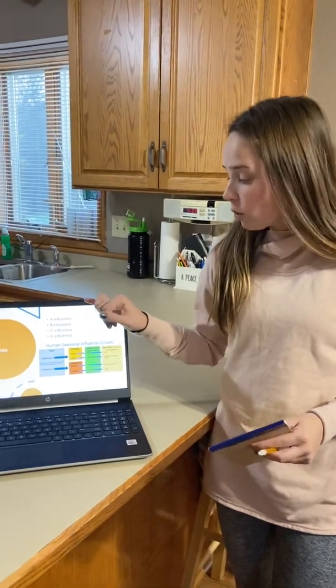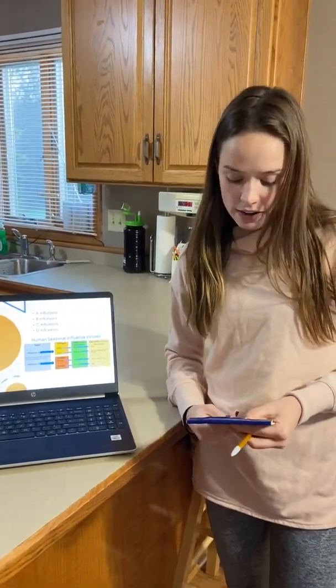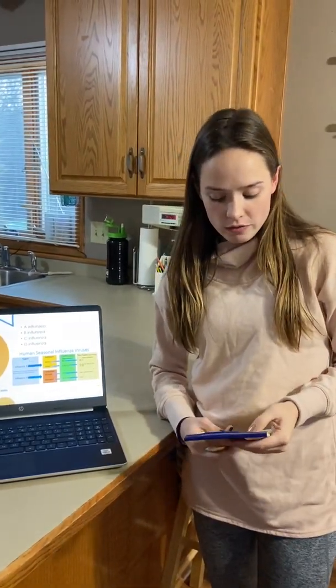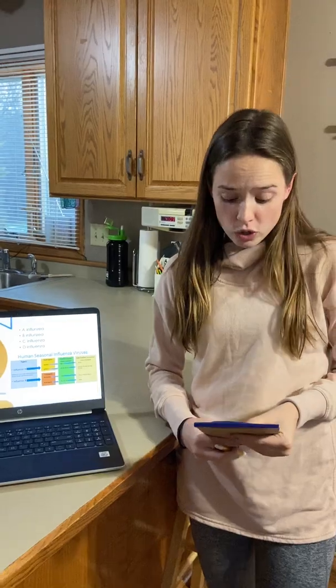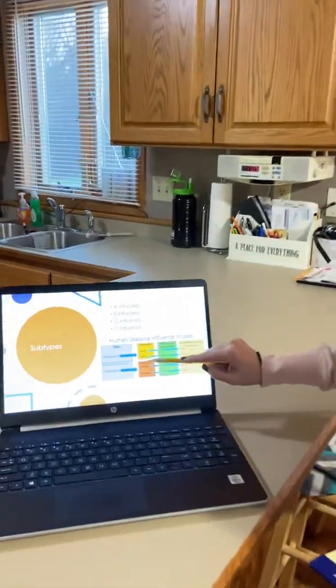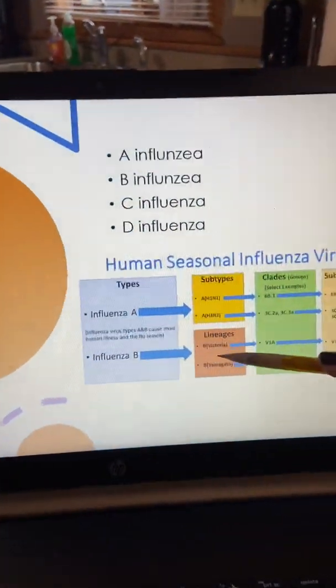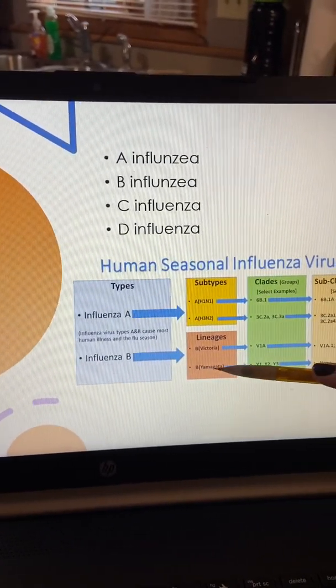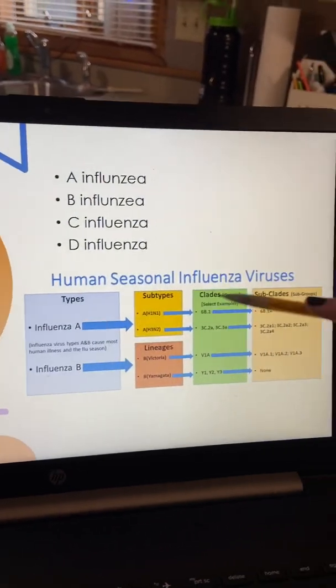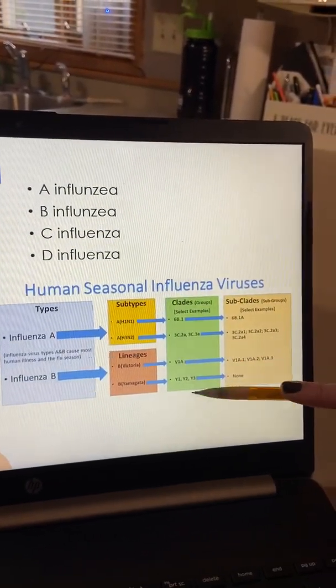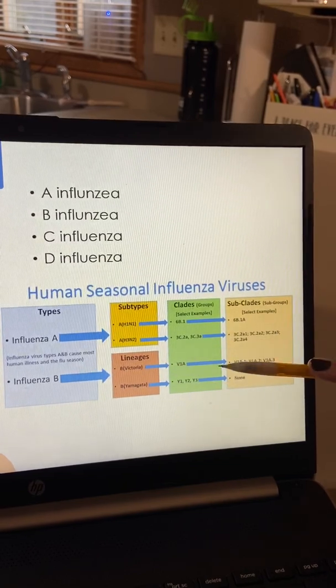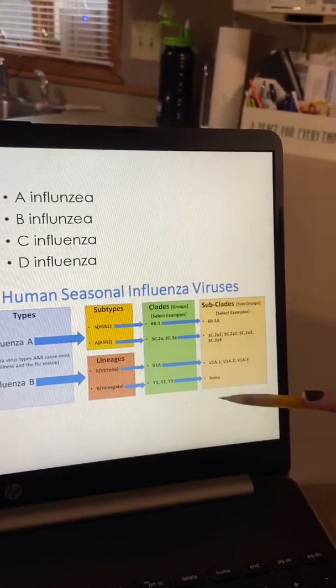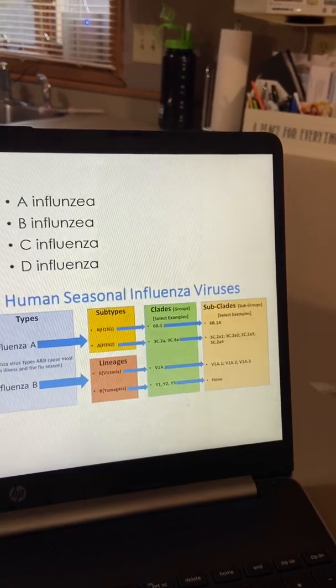So the subtypes, we have influenza A. Influenza A is the only virus to have a flu pandemic. And then you have your influenza B, which is classified into two lineages. Right here, we have influenza B lineages. You have B Victoria, and then B Yamagata. And then it's clades groups, which is what the lineage is subdivided into. And then you have your subclades, which your clades subdivide into.